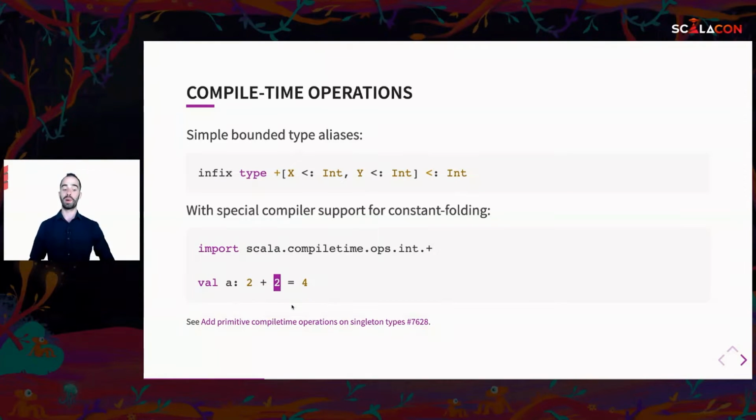And the compiler has special support for it, such that if the left-hand side and the right-hand side are constant types, such as in this example, this type will be folded to the constant type 4. That's what allows me to assign here 4 to the type 2 plus 2, because internally 2 plus 2 is folded to the constant type 4.